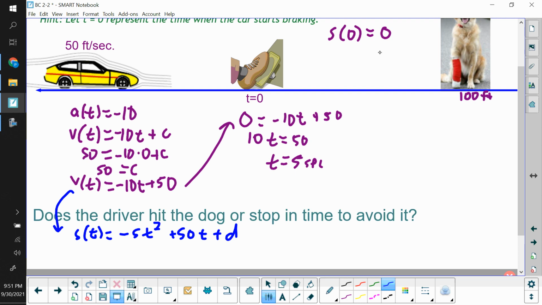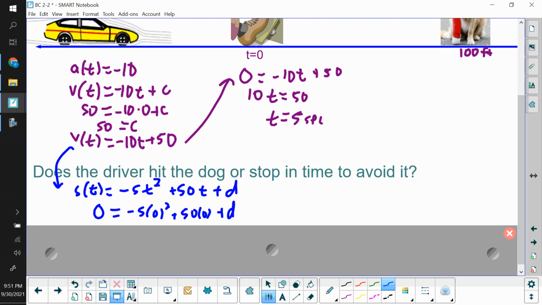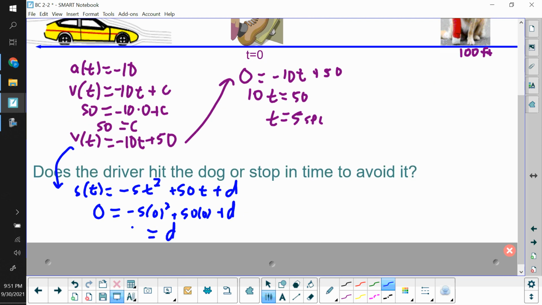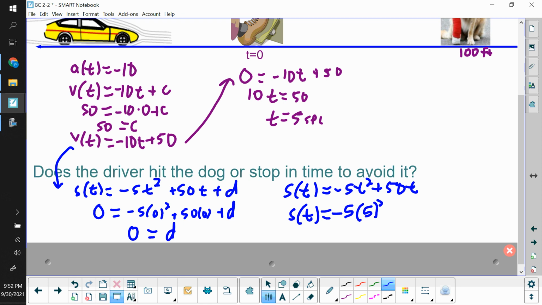Well, our initial position we said was 0, so 0 goes in for that. 0 for all the t's, which will wipe out the first 2 terms. So we just get d is equal to 0. So really our position function is negative 5t squared plus 50t. And we're concerned about that position function when t is equal to 5.